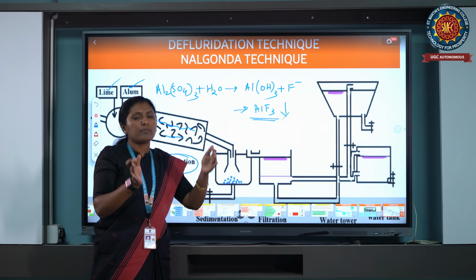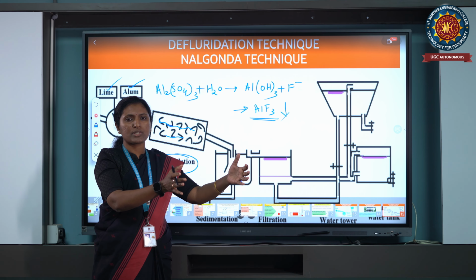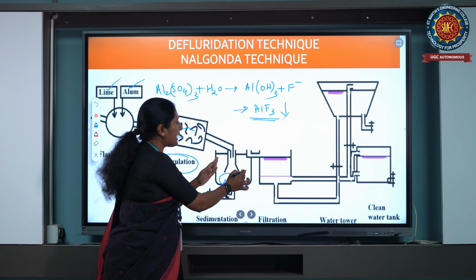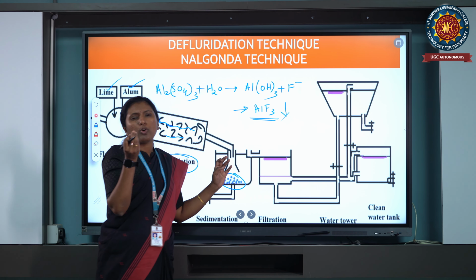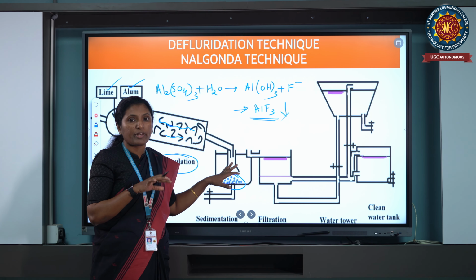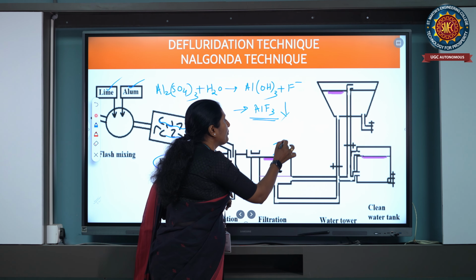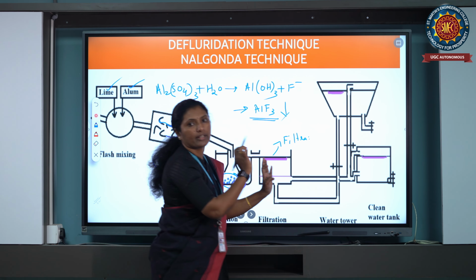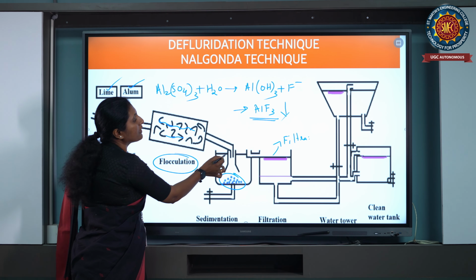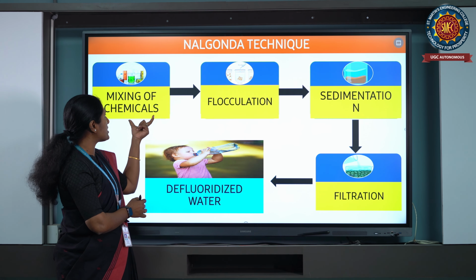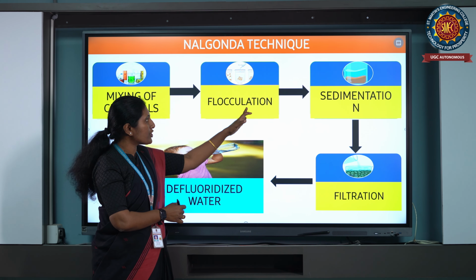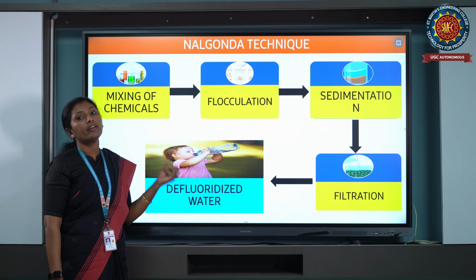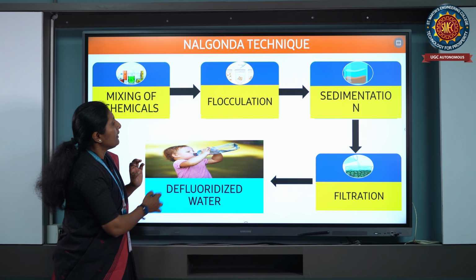What is sedimentation? Simply you keep that bucket, whatever vessel you are using, you just keep it there. Then whatever precipitate formed now will settle down here. The clear water you are taking here. See, some small suspended particles will be there after sedimentation also. That you can remove by the filtration method. Now after filtration, you can save that water in the tank. So this is a flow chart: mixing of chemicals, next flocculation, next sedimentation, next filtration, and next you will get defluoridized water.